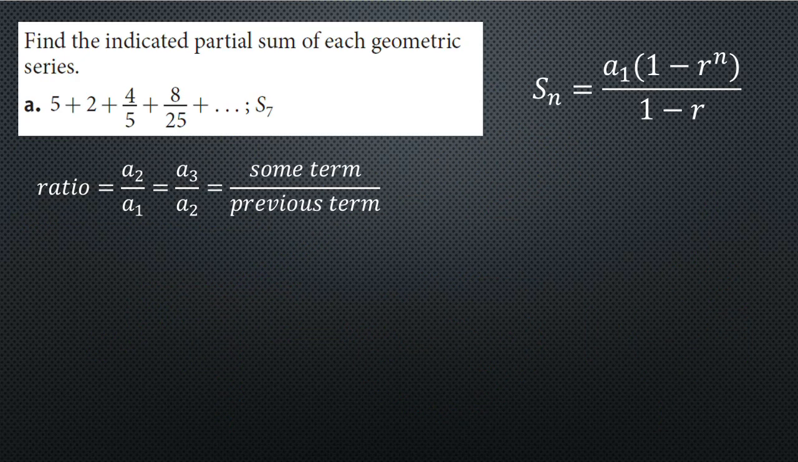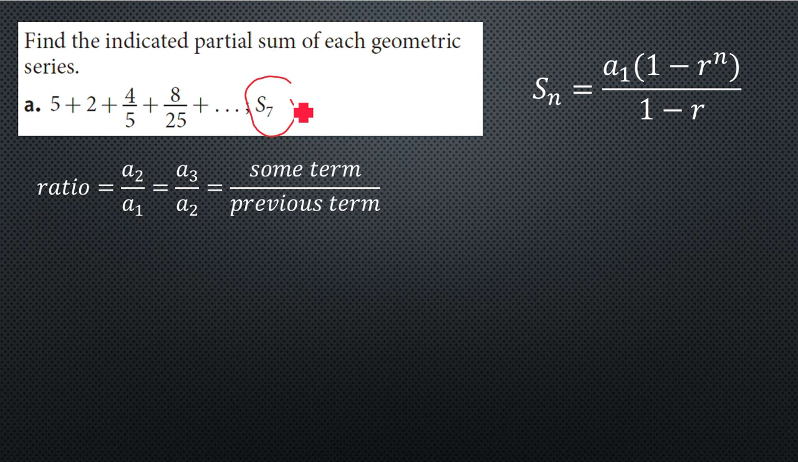Okay, let's look at another example here. This question says, find the indicated partial sum of each geometric series. In this case, we've got 5, 2, 4/5, 8/25, and so forth. And we want to calculate S7. And remember what that means. That means we're going to add the first 7 terms of the sequence.